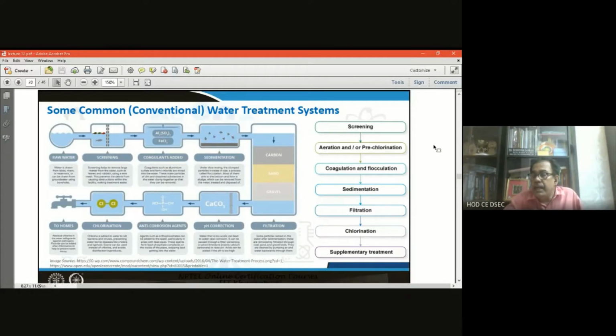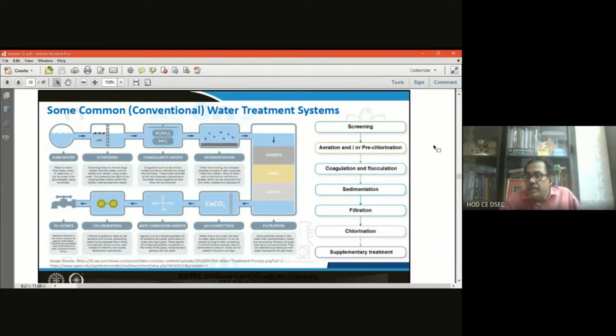Acid can be added if pH is too high. Suppose it is more than 8.5, then acid can be added, because the range of pH that has to be maintained for drinking purposes is 6.5 to 8.5. So this adjustment can be done after the filtration process, which is called the pH correction.